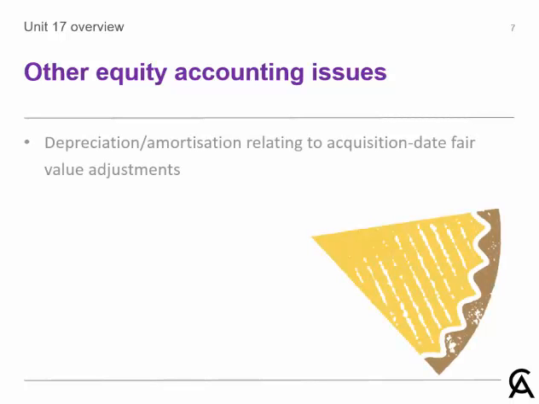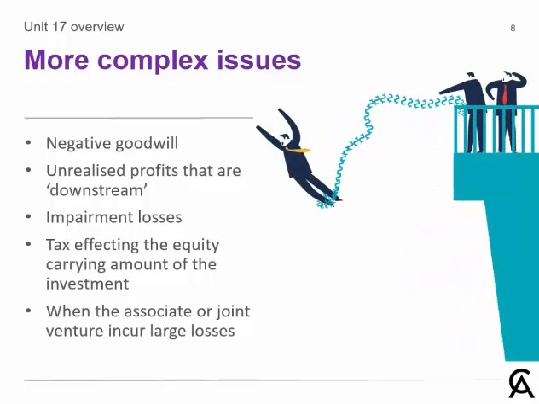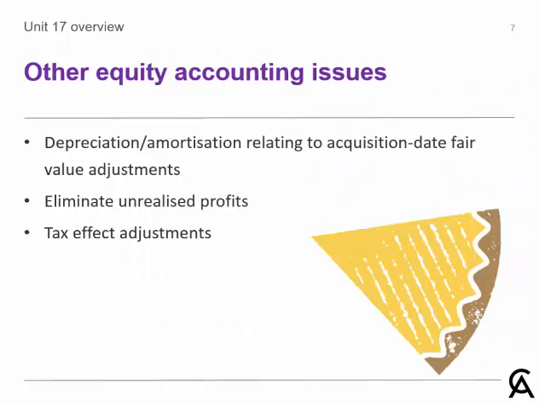Here are some other equity accounting issues that you'll be facing. That was a bit fast. So there are some other issues that you'll be looking at, and importantly you'll see that there are tax effect adjustments coming through Unit 17 as well. And similarly depreciation and amortization adjustments if we're looking at any fair value adjustments being required.